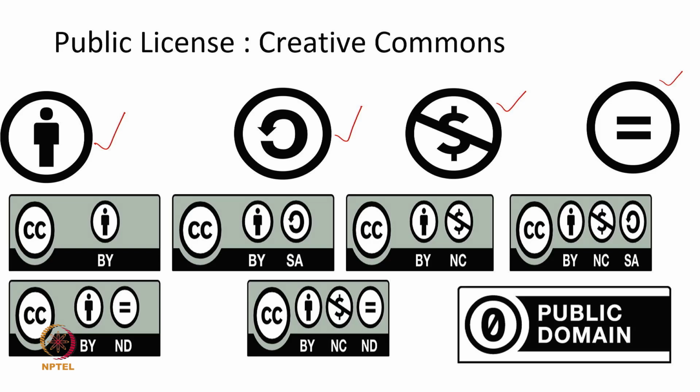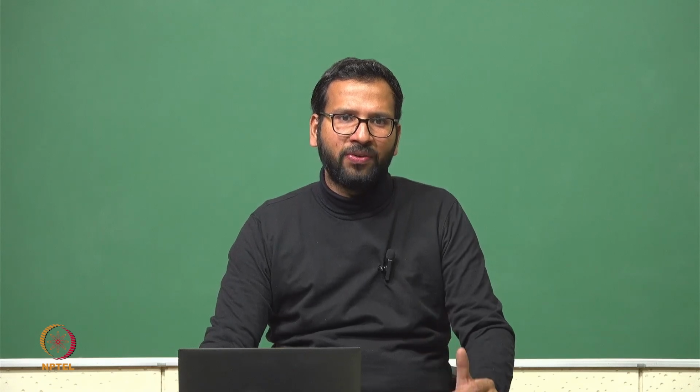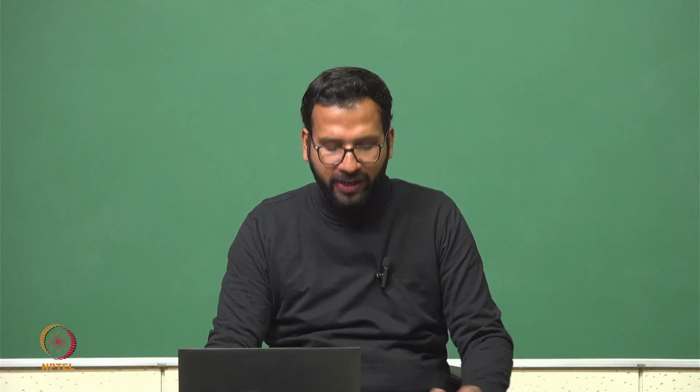Based on these four attributes, CC has six licenses and another license known as CC0, which is a public domain license. Let us discuss each of these licenses. The first license allows you to distribute, remix, adapt and build upon the work in any way, even for commercial use. The only thing you have to remember is that if this license is used, you have to give attribution to the creator. So this first license shows that attribution should be given.